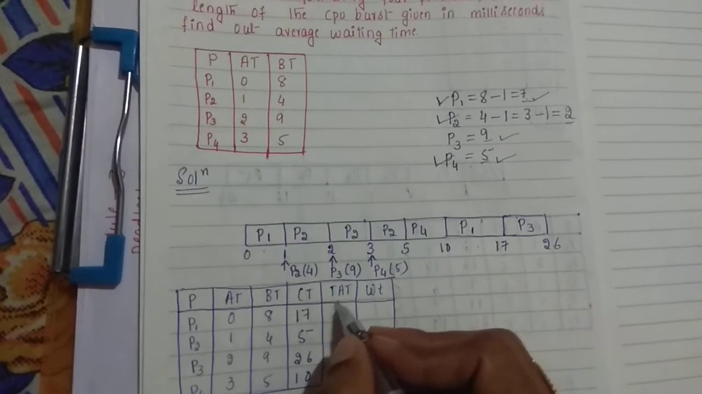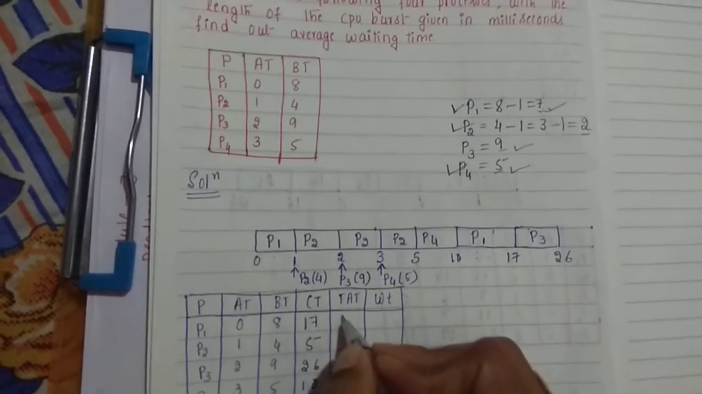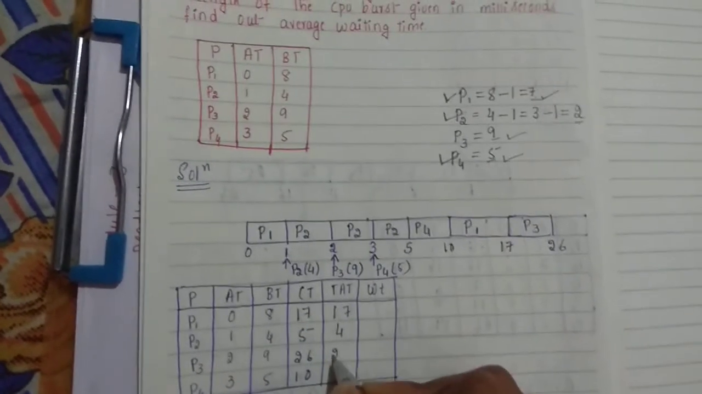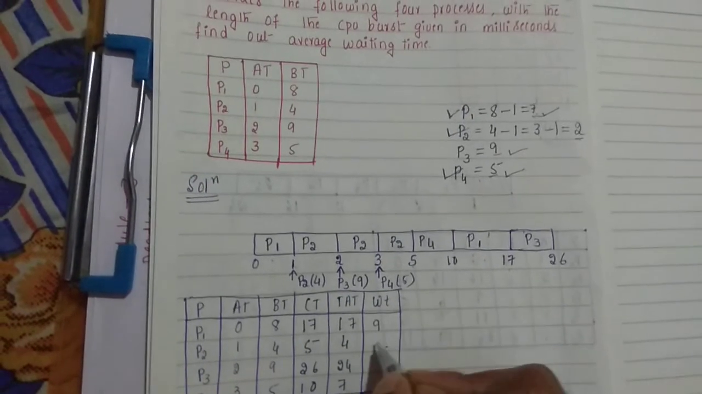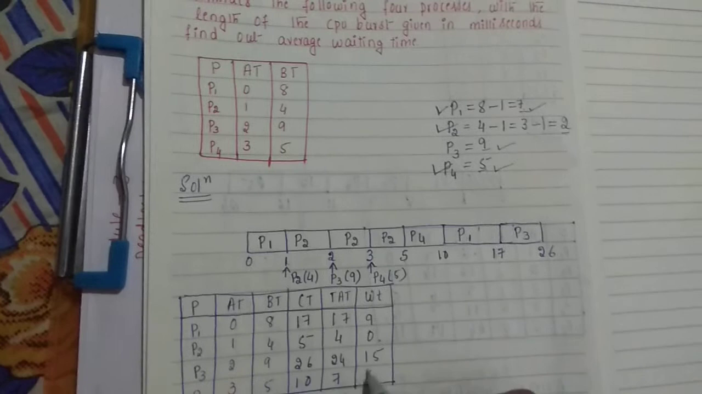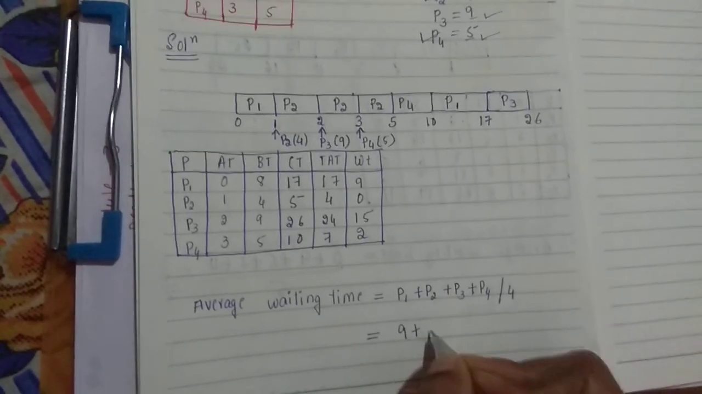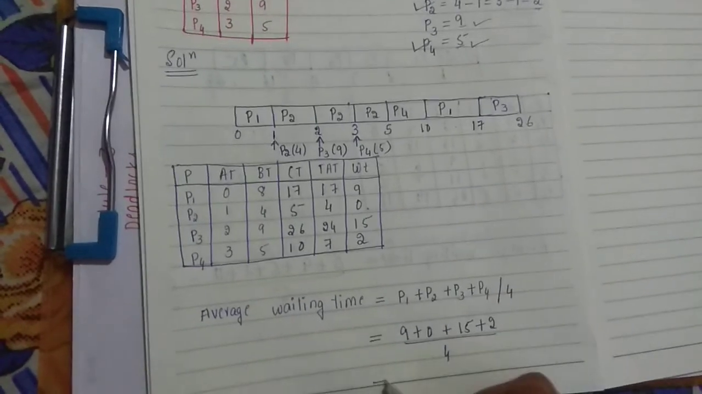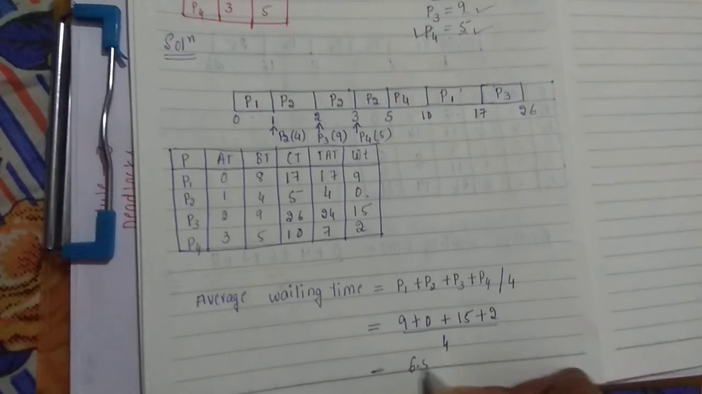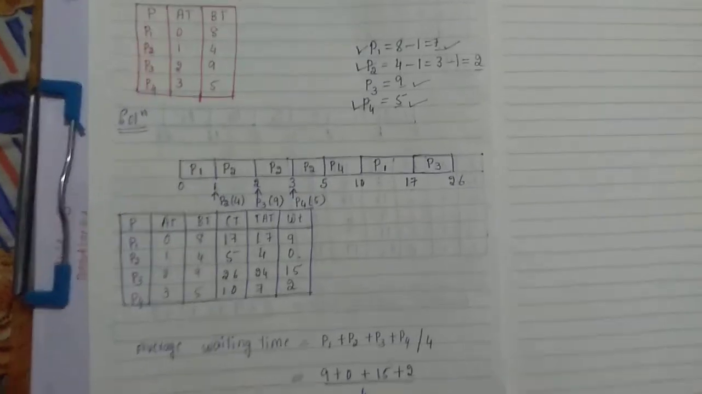Okay, find out the TAT, that is applying CT minus AT. You are going to get 17, 4, 24 and 7. Then apply the waiting time formula, that is TAT minus BT. Okay, so you are going to get 9, 0, 15 and 2. Okay, so as usual P1 plus P2 plus P3 plus P4 divided by 4. So you are going to write 9 plus 0 plus 15 plus 2 divided by 4. You are going to get 6.5 milliseconds. That is the preemptive scheduling problem.